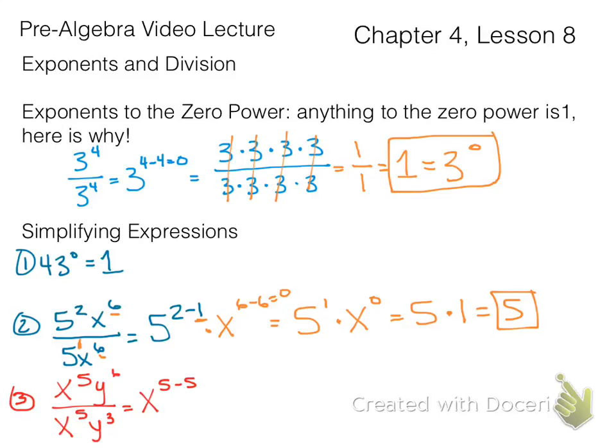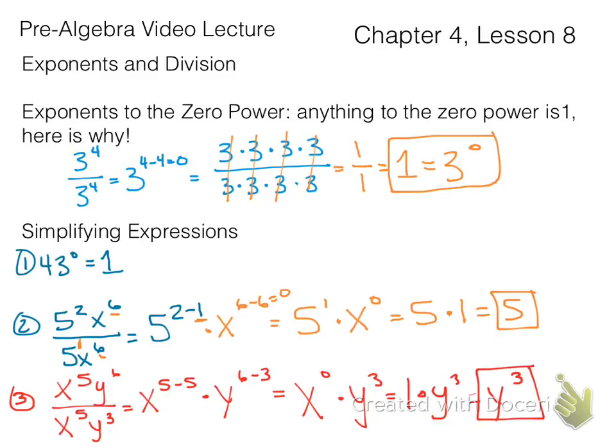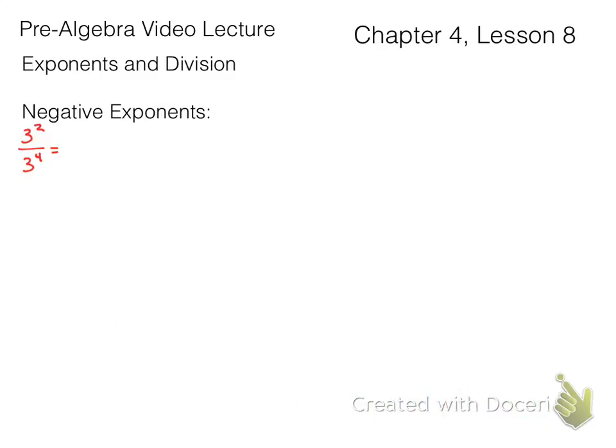Well, the 5 minus 5 for the exponents is going to be 0, which means x to the 0 power is 1. And then we have y to the 6 minus 3, which is 3. So we have x to the 0 times y to the 3rd, which is going to give me 1 times y to the 3rd. Y to the 3rd is just y to the 3rd. There you go. All right, next set.